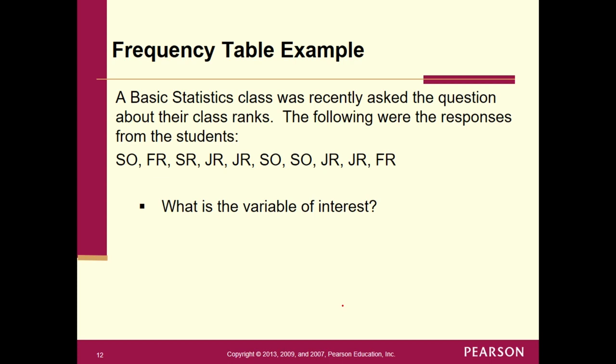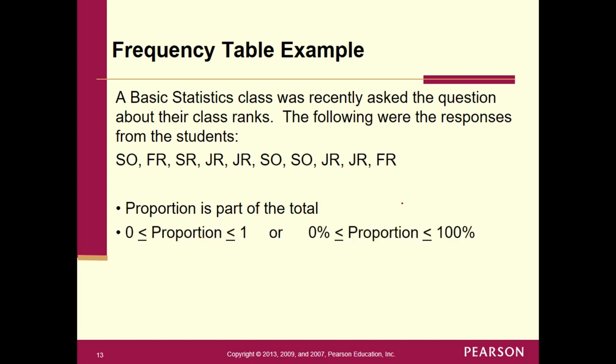Actually, I kind of backed it up a little bit. What is the variable of interest here? It would be class rank. What type of variable is it? It's categorical. And then, remember, proportion is part of the total, and so we're trying to see what part of the total is freshman, what part of the total is sophomore, what part of the total is junior and senior. And keep this in mind, that proportions have to be between 0 and 1. That's all that means there.